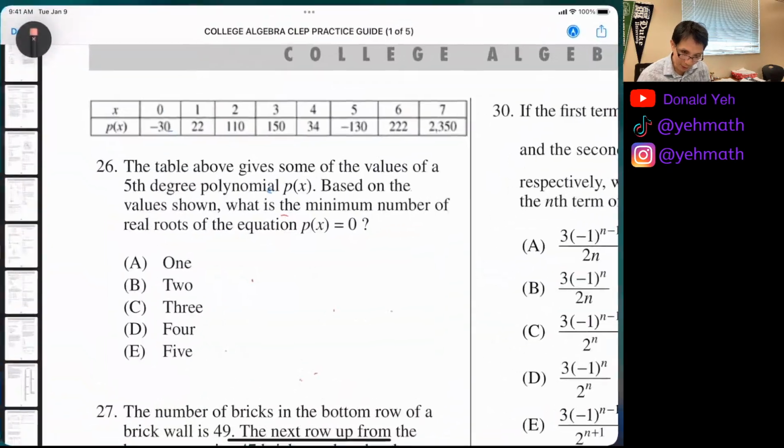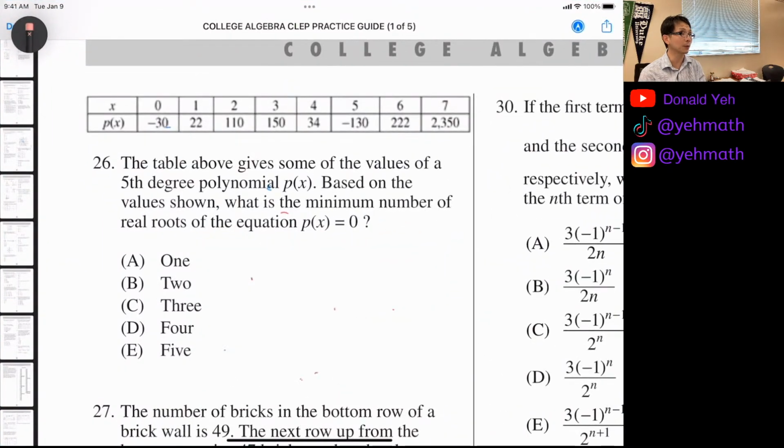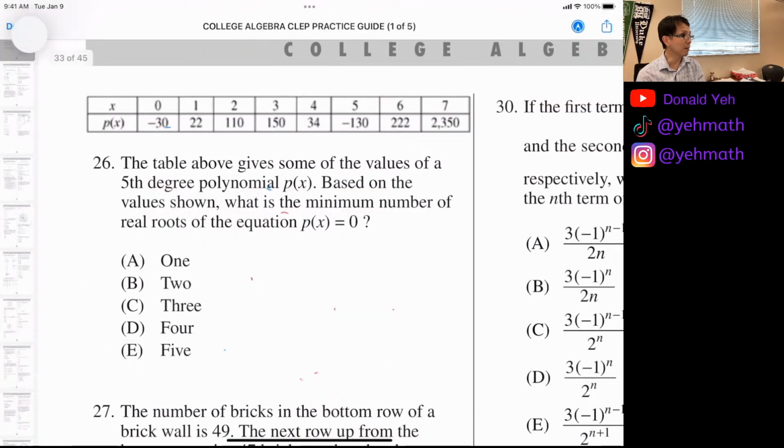I'm going to show you a club exam question. This is from a college entrance exam. And I'm a textbook junkie. I'm an exam junkie, so I collect all the exams. This is a college algebra test.